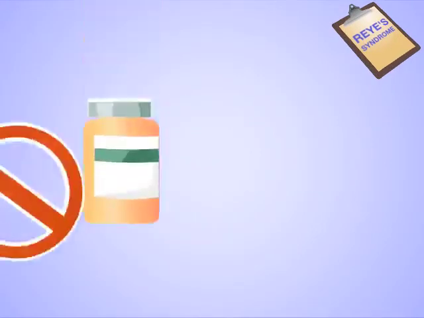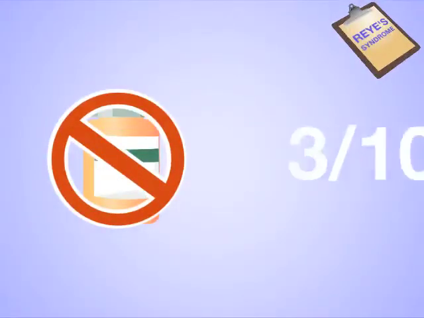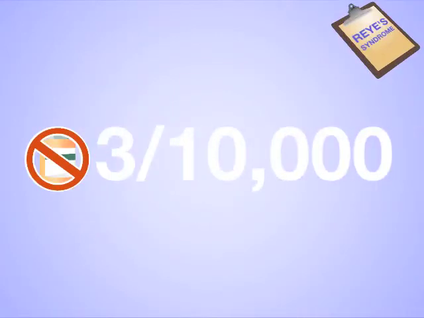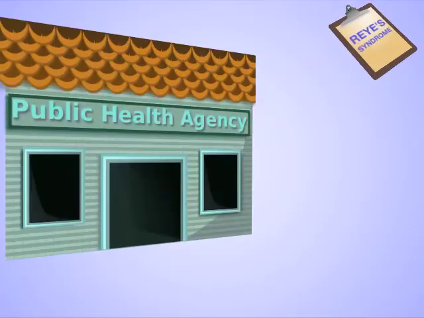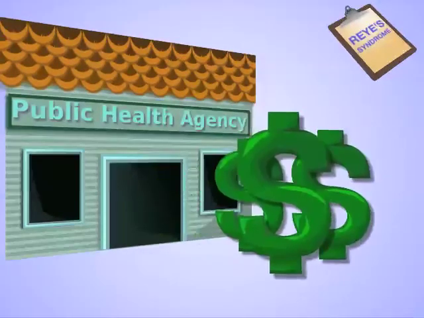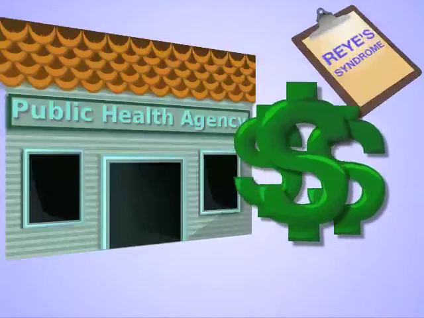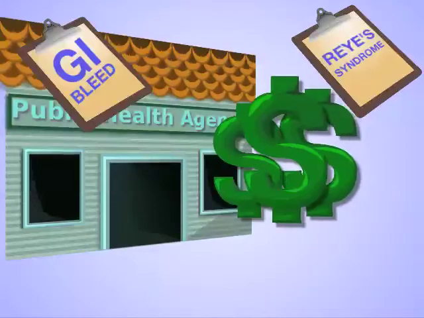Stopping all aspirin use would only prevent 3 cases out of every 10,000 persons, rather than the 3 out of 100 persons with GI bleeding. The population level effect is much less impressive. A public health agency might be much less willing to spend money on a campaign warning people about the risks of Reye's syndrome than they would one about GI bleeding.